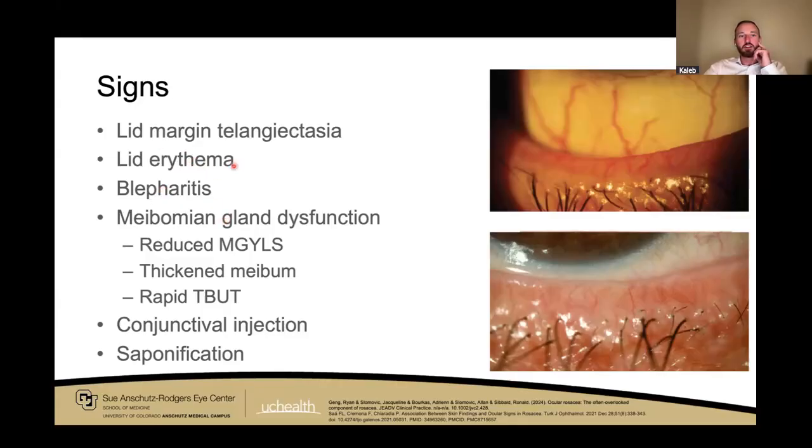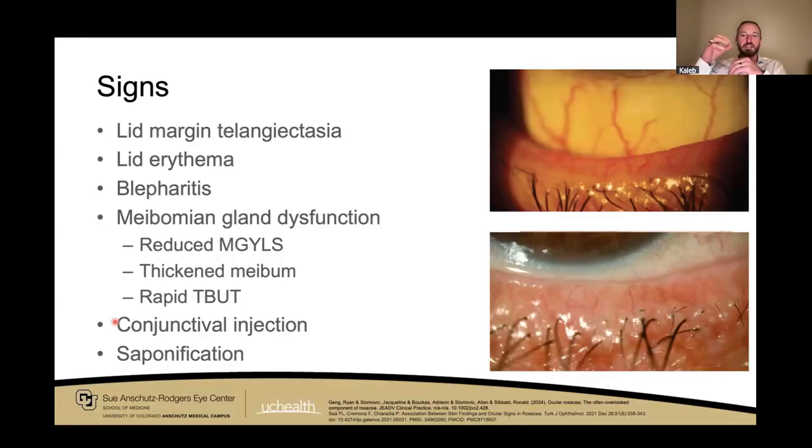You can get some lid margin erythema, just like you can get redness of the face, conjunctival injection, and saponification. Saponification is when we see the frothiness of the tear film, some bubbling of the tear film. And that is really thought to happen due to you having too much bacteria present on the eyelids. Those bacteria have these things called bacterial lipases.